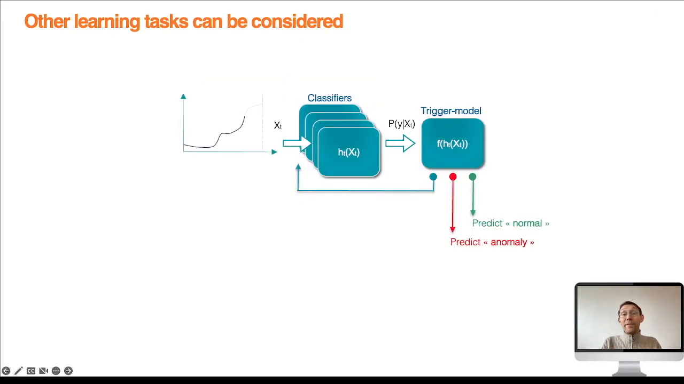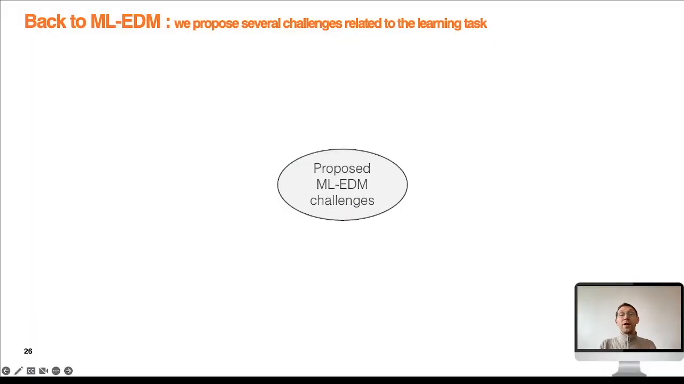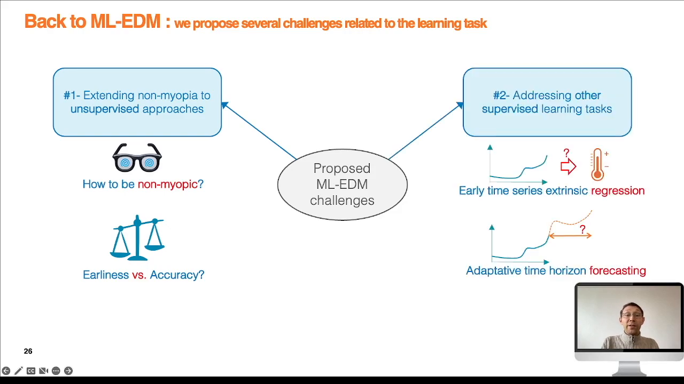Let's go back to the topic of this video, namely the challenge of managing any learning task, not just classification. In our position paper, we proposed 10 challenges to the scientific community in order to develop this new research field. The first ones are related to the change of the learning task. First, we want to develop unsupervised early decision-making approaches, which keep the non-myopic property. Second, we have to formalize the trade-off between earliness and quality of decision in the case of unsupervised learning.